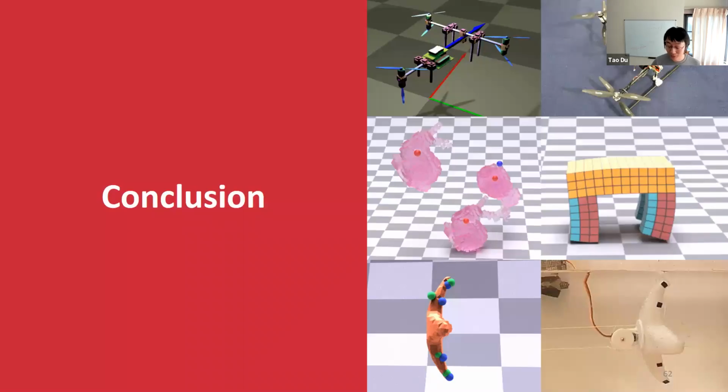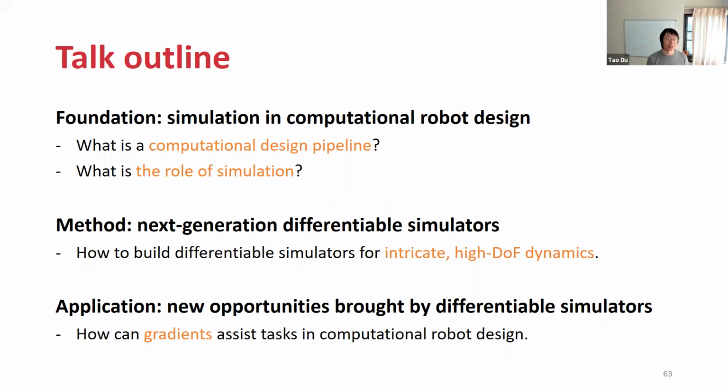Okay, so I will use maybe the next few minutes to conclude the talk, and just do a recap of the outline of the talk. Here I started by describing a computational design pipeline and highlighting the role of a simulation tool. And then I described our recent development of two differentiable simulators and showed that they could be used for robotic agent design for real world applications.